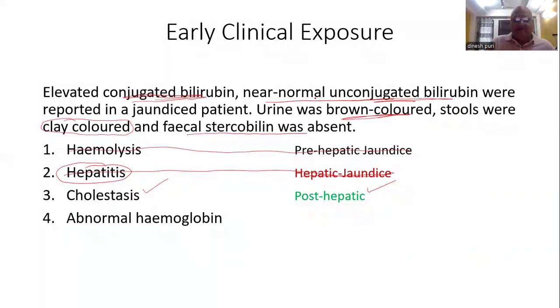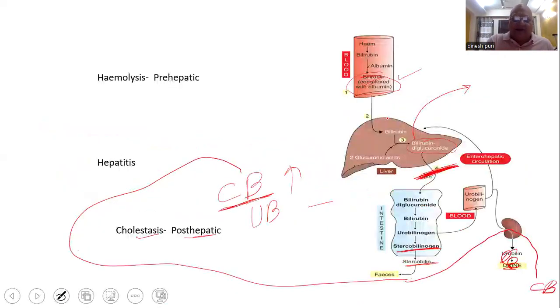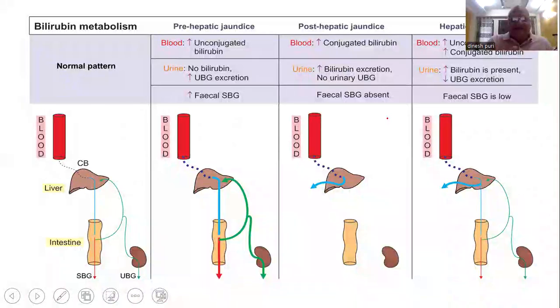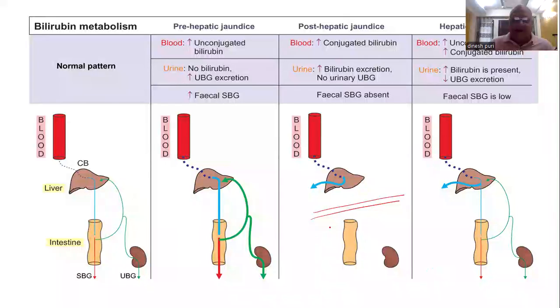This we have done, unconjugated we have done. Why is urine brown colored? Because of bilirubinuria. Why are stools clay colored? Because of absence of stercobilin. So I think that completes. This figure shows everything in a more explicit manner. So we will see only this post-hepatic, the block is right here. So no stercobilin, no urobilin, etc. But the rise is in the conjugated bilirubin.